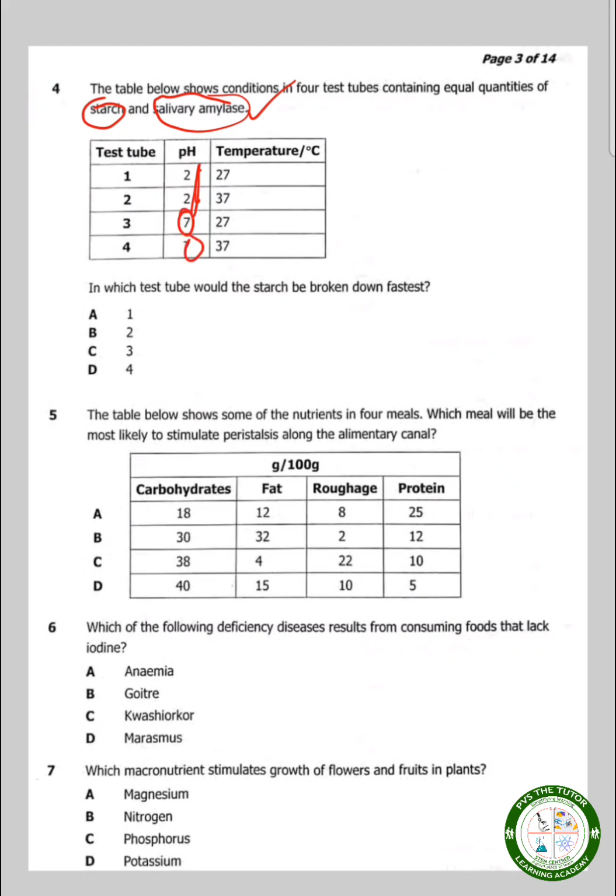So we can get something which is closer to 7. So 7 is at least. But look at the temperature where there is 7. Here there's 27. Here there's 37. 37 is at least closer to the optimum temperature. So I would go for 7 and 37, which is D.